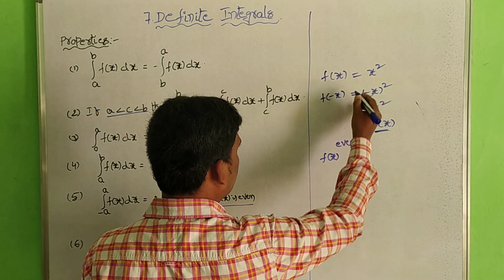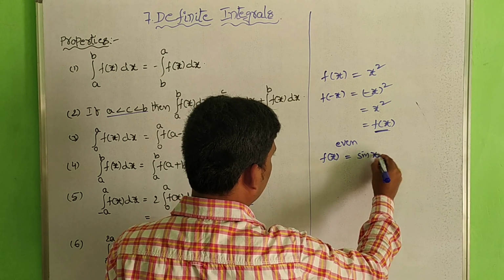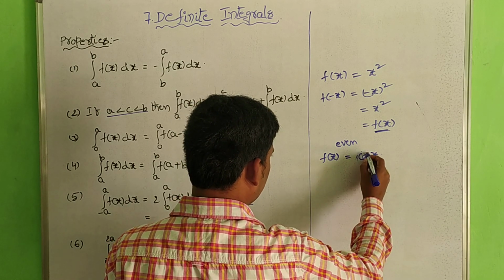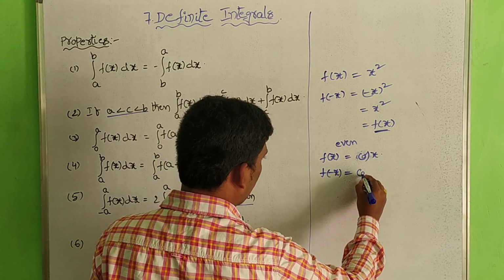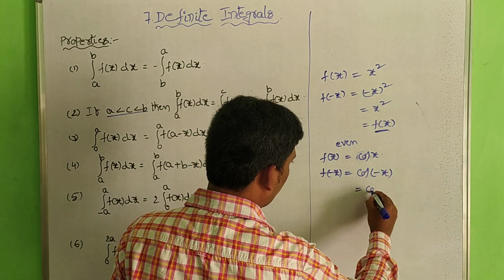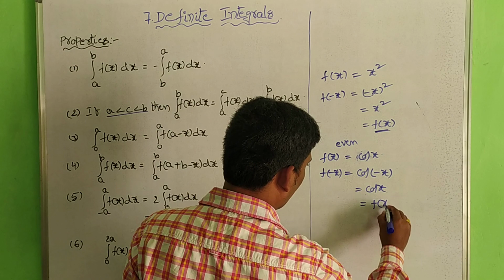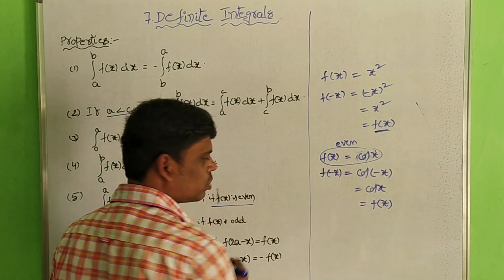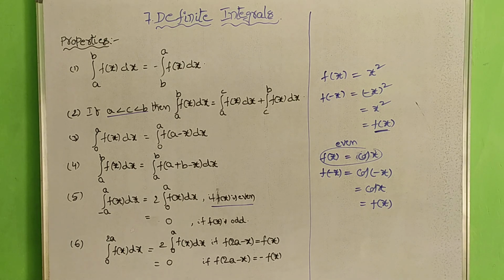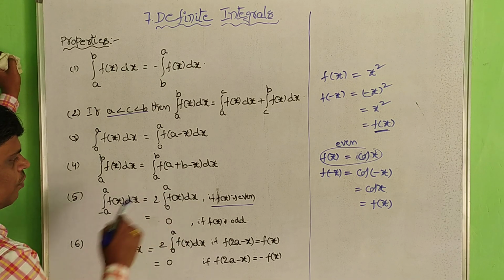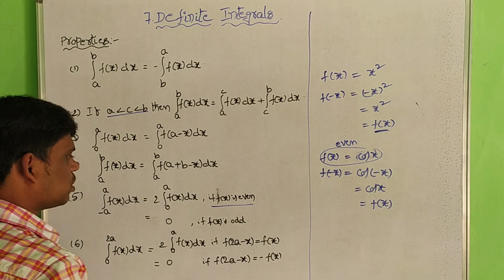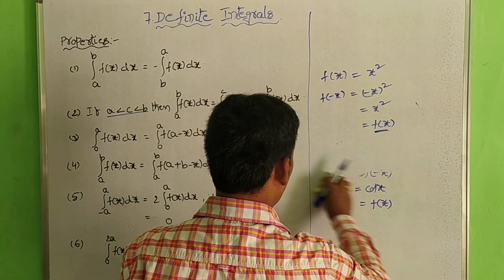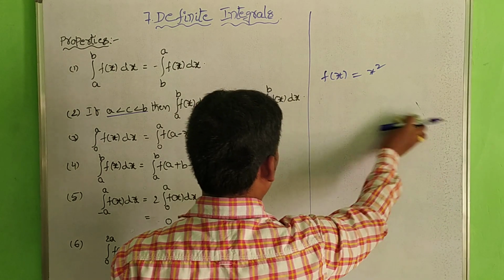This is an algebraic example. This is a trigonometric example: f of x equals cos x. f of minus x equals cos of minus x. Cos of minus theta equals cos theta, that is also the same as f of x. So f of x equals cos x is also an even function. In that case, integral minus a to a f of x dx, we can write as 2 integral 0 to a f of x dx. If f of x is odd, the example of an odd function is f of x equals x cube.